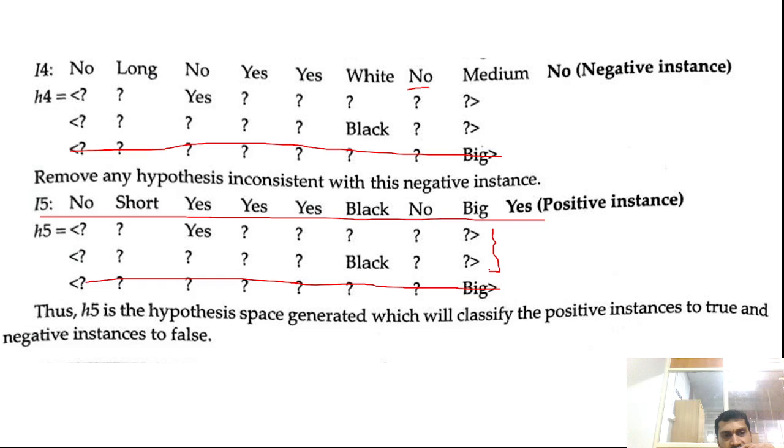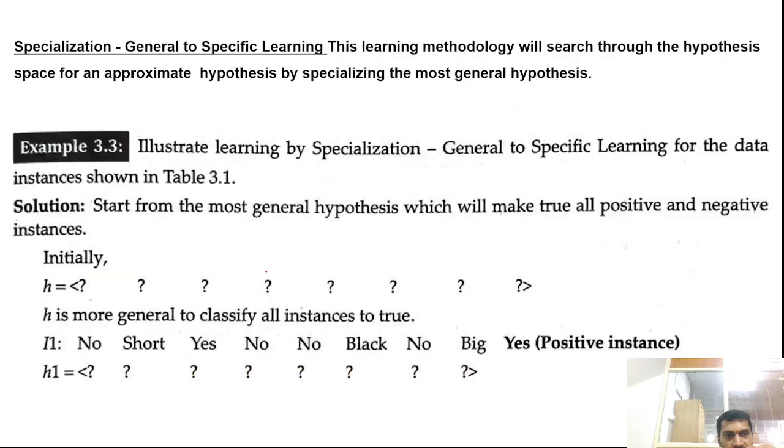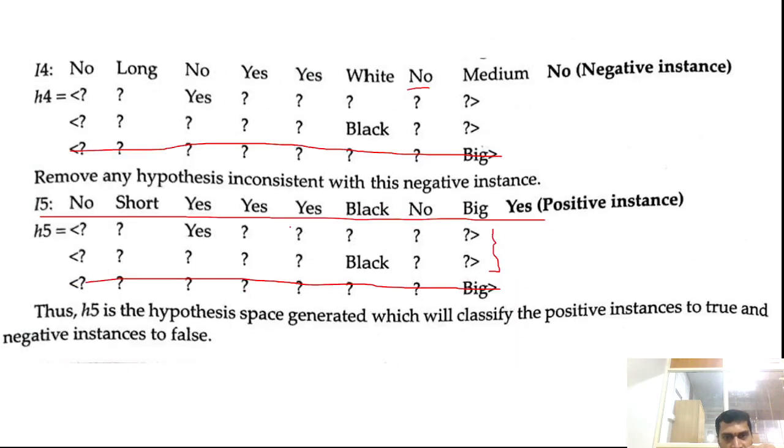Now in the generalization we got one, but in the specialization we got two hypotheses, while in the previous generalization we got one hypothesis at the end, right? So here we have two hypotheses. One is this and one is this. Both will lead to the positive instance. Both will lead to the positive instance.